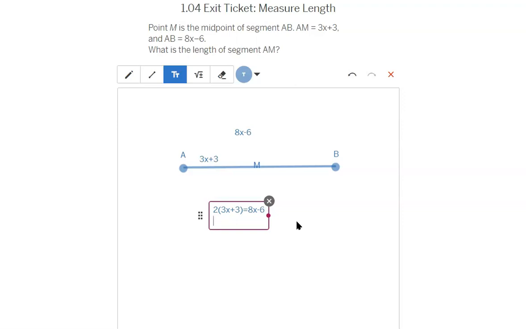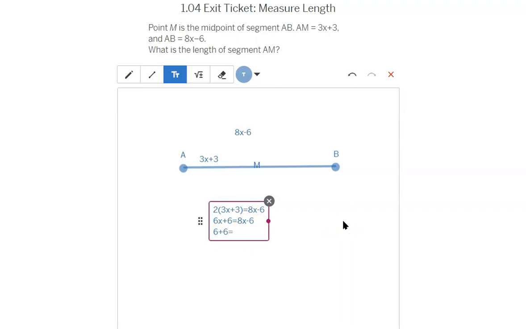So we have 2 times 3x, which is 6x, plus 2 times 3, which is just 6, equal to 8x minus 6. Now we need to change some sides around, get them on different teams. I want all of my x's on the same team and all of my constants on the same team. So I've got my 6 on this side. I'm going to add my other 6 to this side. Notice that it's a negative 6, so when it changes teams, it becomes a positive 6.